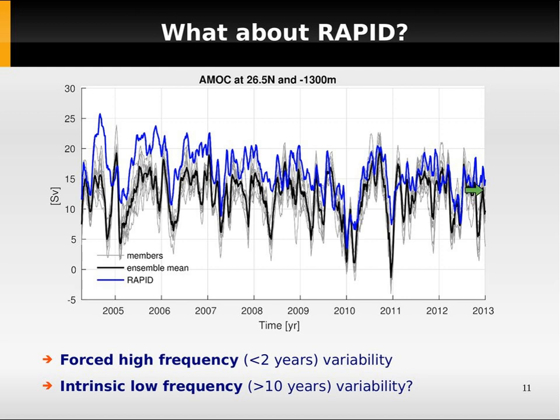The fact that we're good at below 2 years can be interpreted as a forced signal, and the fact that we are not that good at lower frequency might be related to the presence of an intrinsic low frequency variability in what is measured by the RAPID array. So that makes it pretty difficult to reconstruct and simulate.